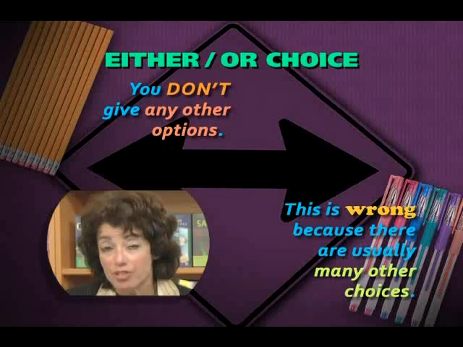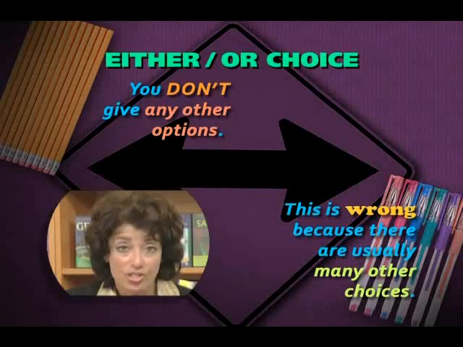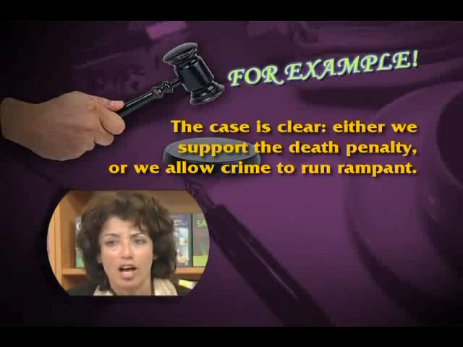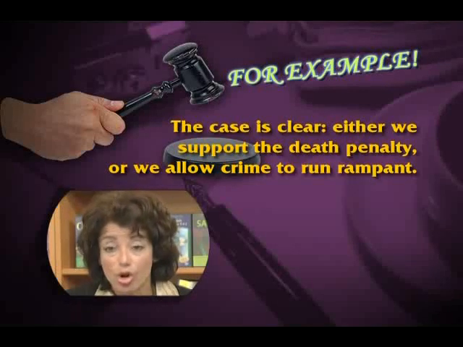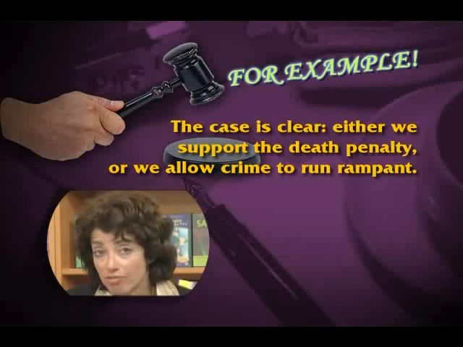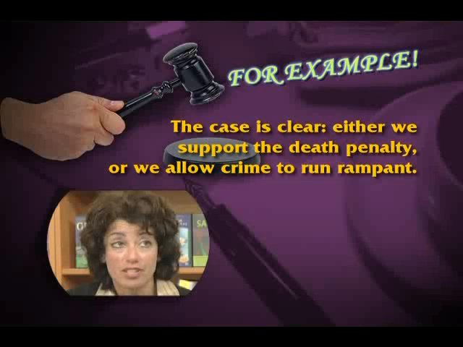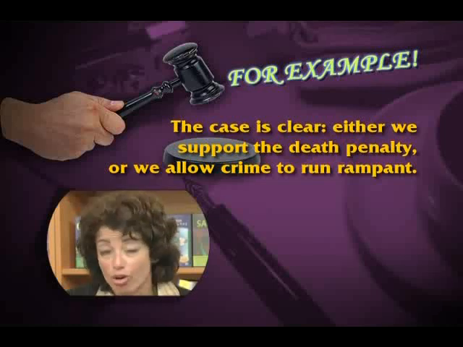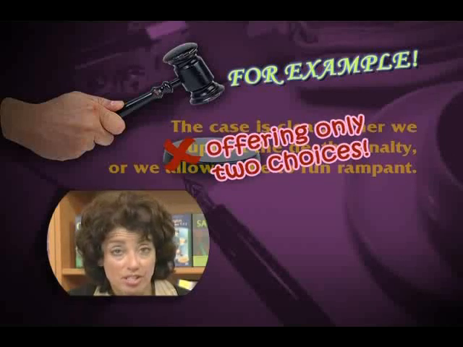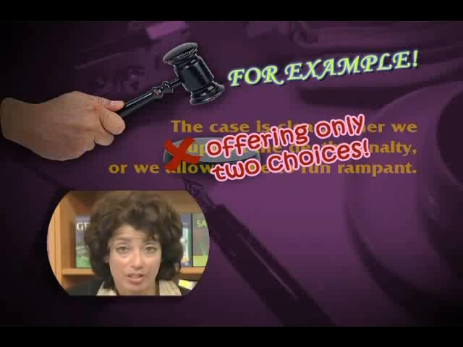This is wrong because there are usually many other choices as well. For example, the case is clear. Either we support the death penalty or we allow crime to run rampant. Well, it's not as simple as that, because you may not want to support the death penalty, and therefore you may offer some other options. You may say perhaps we could have different programs in prisons, or we could have some kind of early intervention. But by offering only two choices, you're undermining your believability.